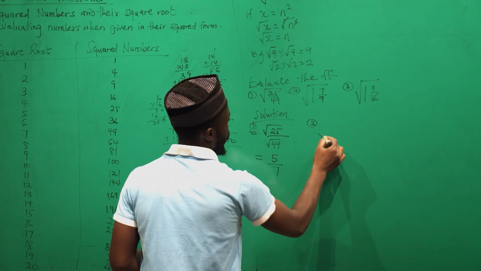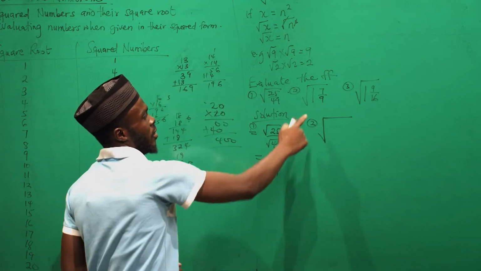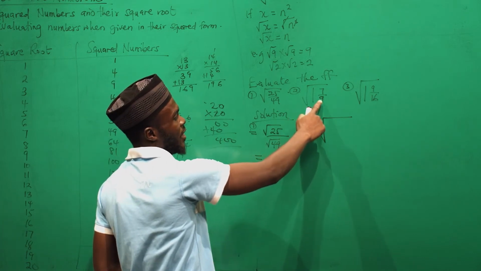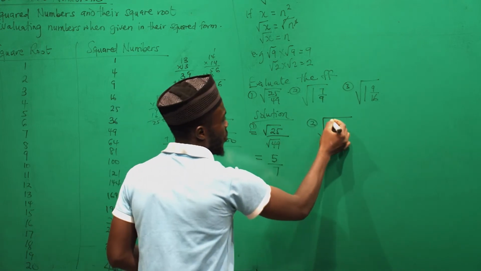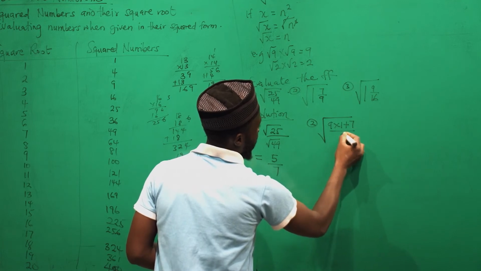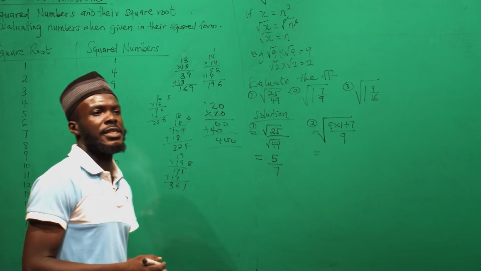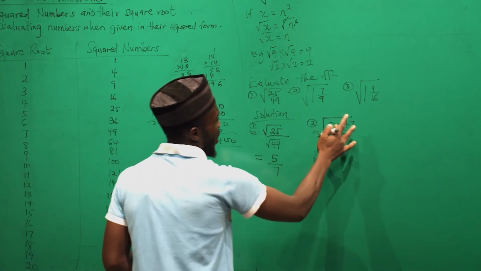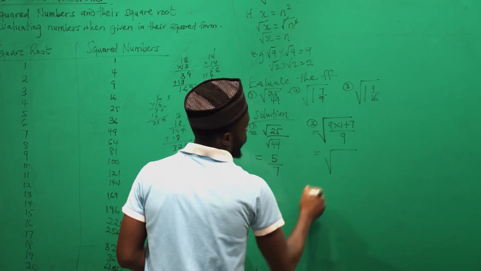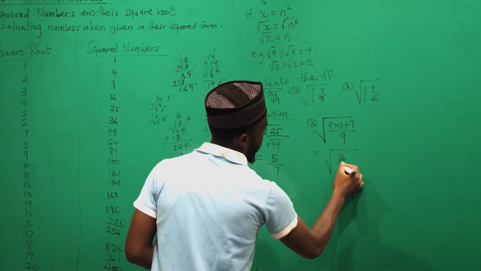Let's go to question number 2 in another way. That is the square root of, this means that it's a mixed fraction. So we need to change the mixed fraction to improper. That is 9 times 1 plus 7, all over 9. That is the first step the examiner needs. So 9 times 1 is 9, plus 7. So once again, the square root of 9 times 1 is 9, plus 7. That is 16 over 9.